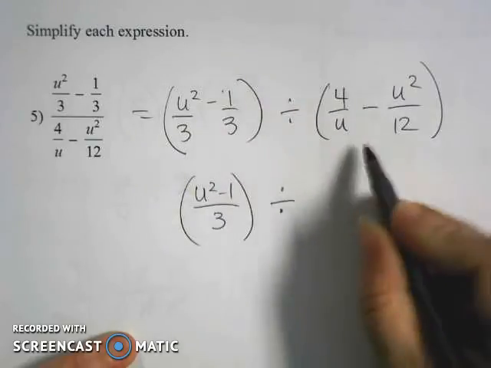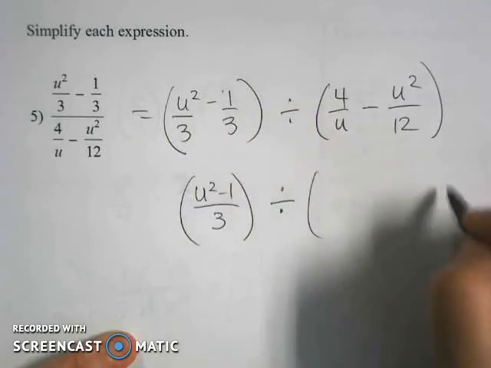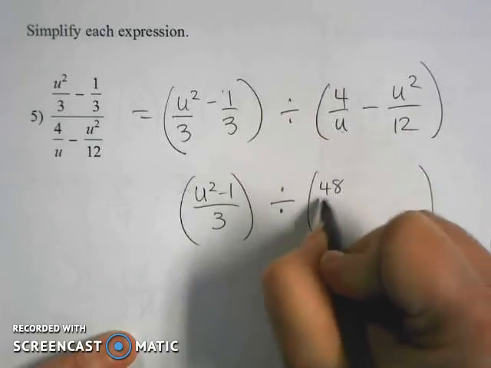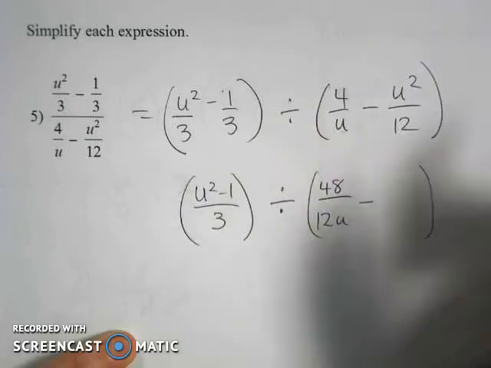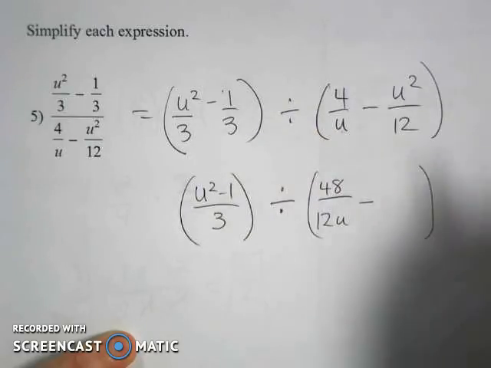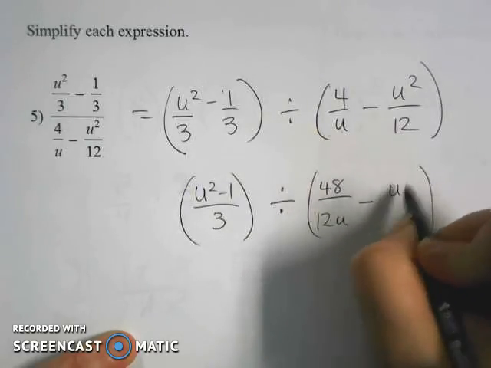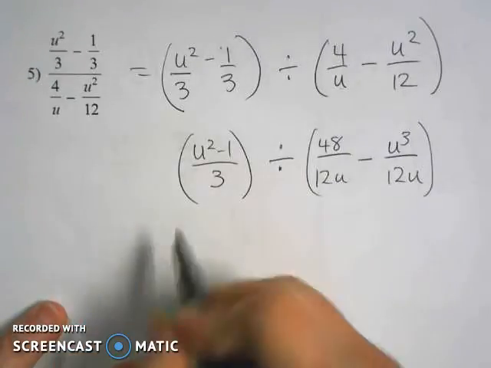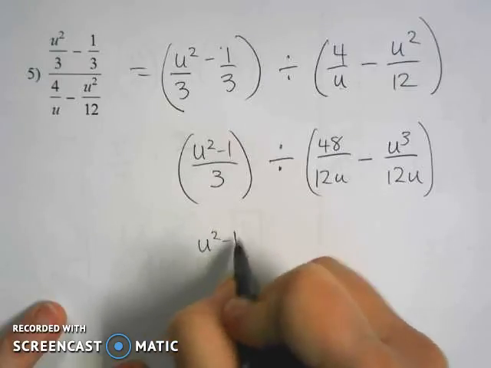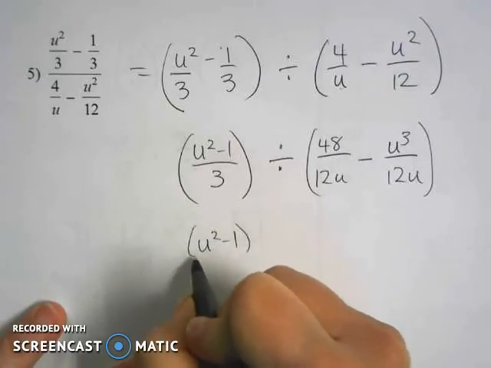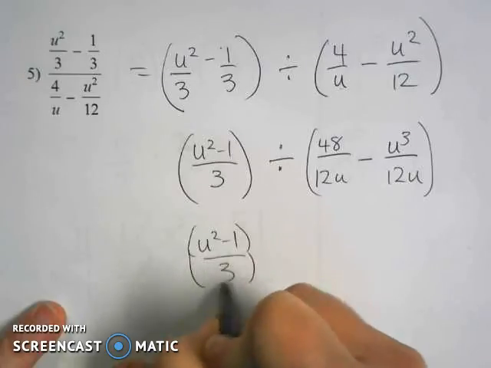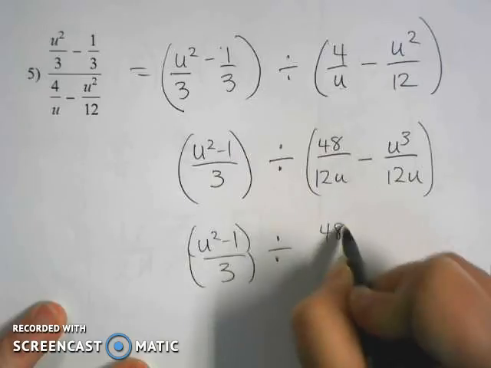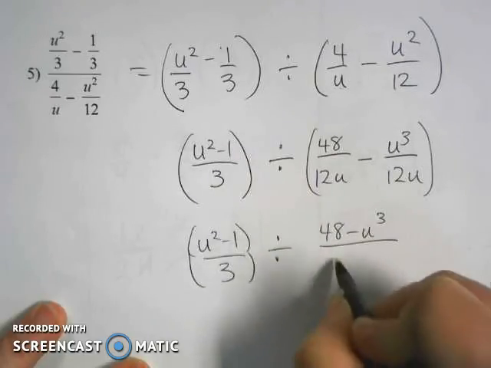And the common denominator here is going to have to be 12u. So I need to multiply the first fraction by 12 over 12. That'll give me 48 over 12u. Minus, and the second one will have to be multiplied by u. And so I'll get u cubed over 12u. That gives me u squared minus 1 over 3 divided by 48 minus u cubed over 12u.